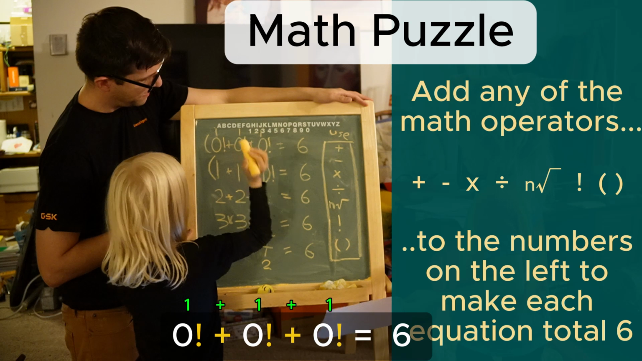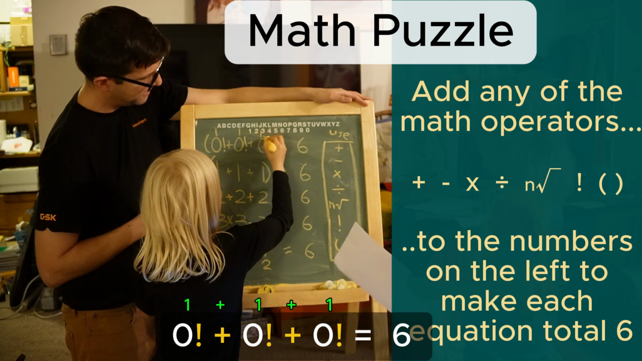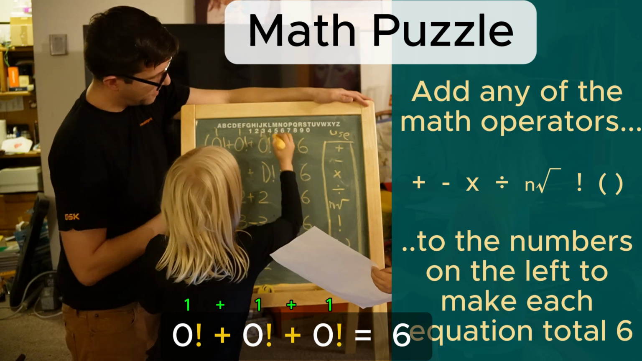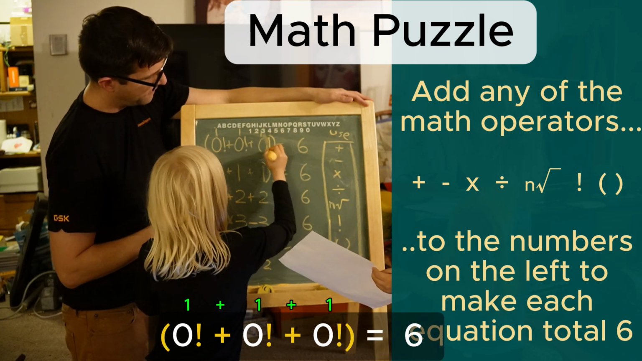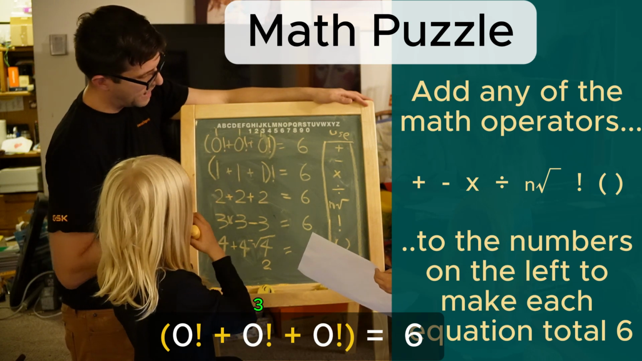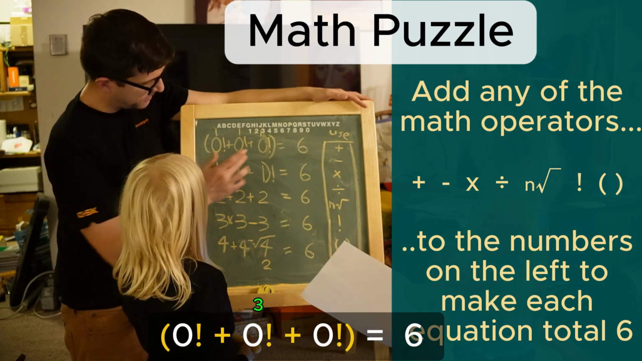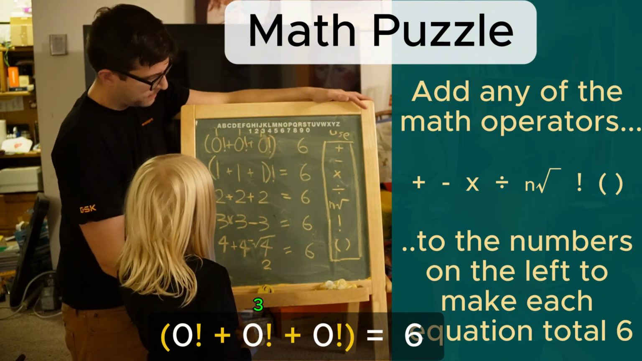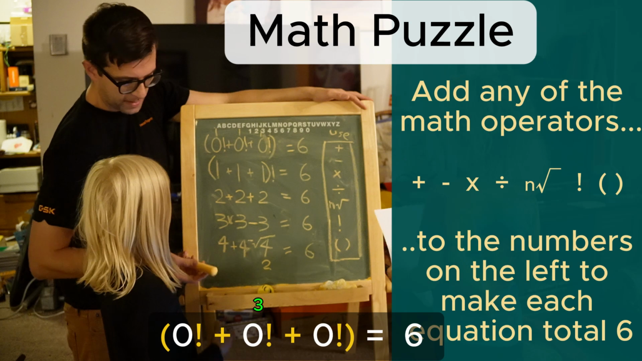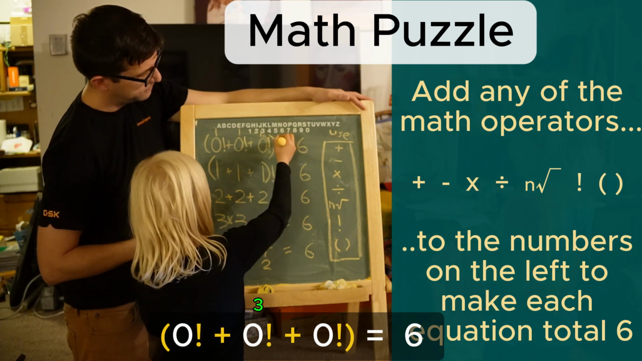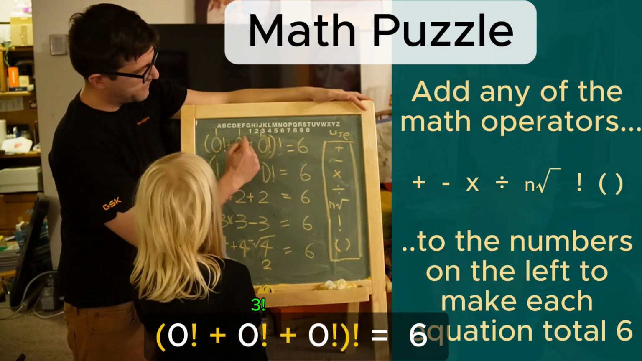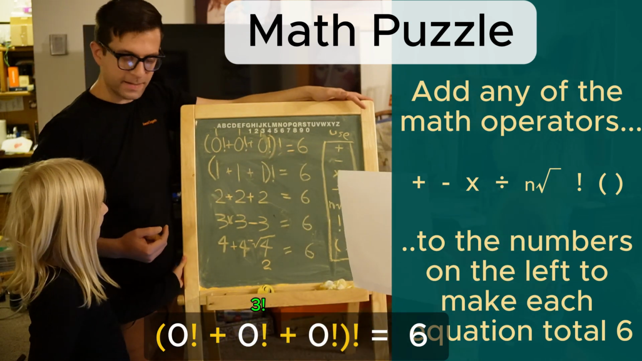Yep. Parentheses. Nope, it's gotta go on the outside of the factorial. There you go. And now that's 1 plus 1 plus 1 equals 3. Now what do we add to the outside of the parentheses? Down here we had a factorial on the outside. So we put a factorial on the outside? Mm-hmm. And now we have 3 factorial, which equals 6.